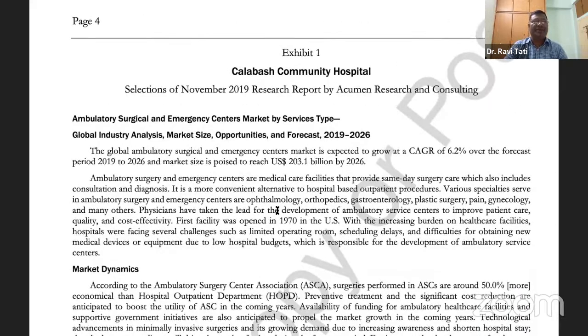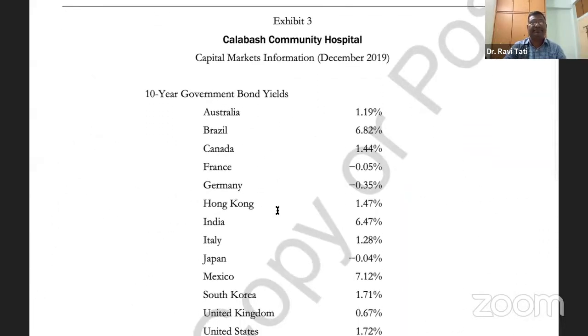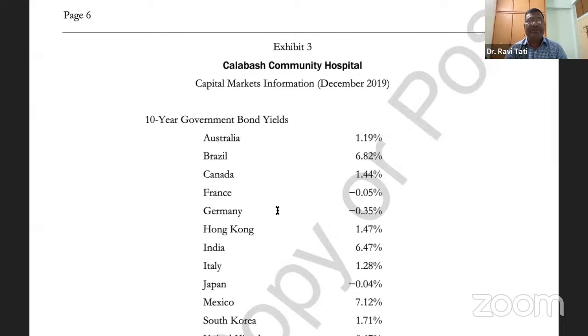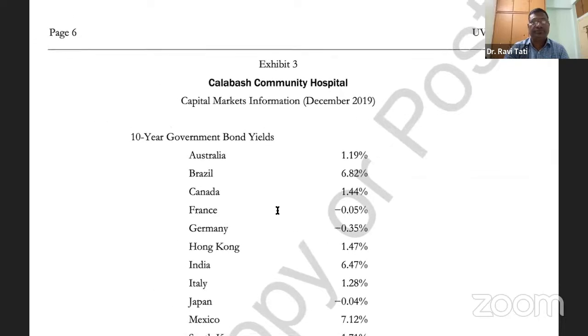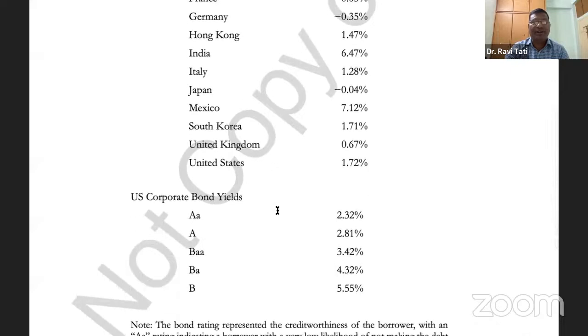Yeah, this is additional information given to us. Now let's come to the figures. This is also additional information, how the bond yield is in different major economies from Australia to the United States. When we look at the bond yields, capital A, small a gives 2.32% return in the US.